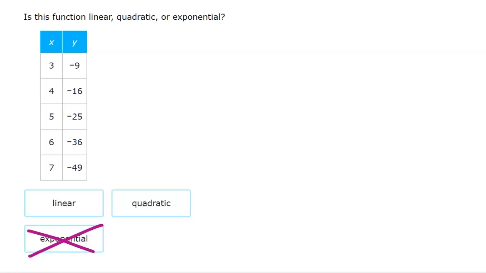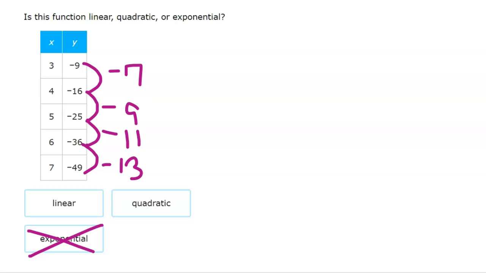Now I'm going to see what the difference is in these. The difference in -9 and -16 is that I go down 7. Between -16 and -25, I'm going to go down 9, and you can obviously use a calculator to do this. Between -25 and -36, I'm going to go down 11. And then I'm going to go down 13 for the last one. For it to be linear, I have to have the same difference. So I'm going to go ahead and cross that out.